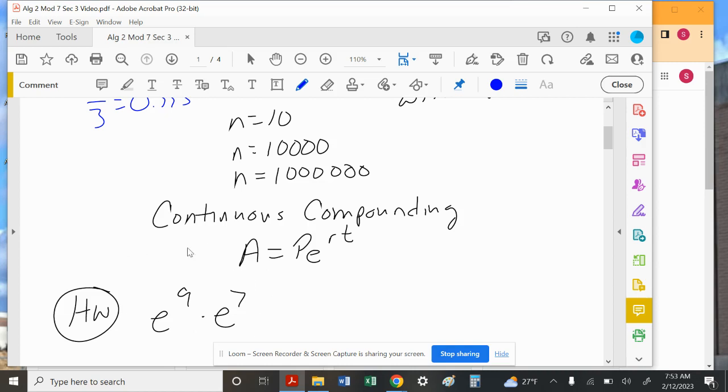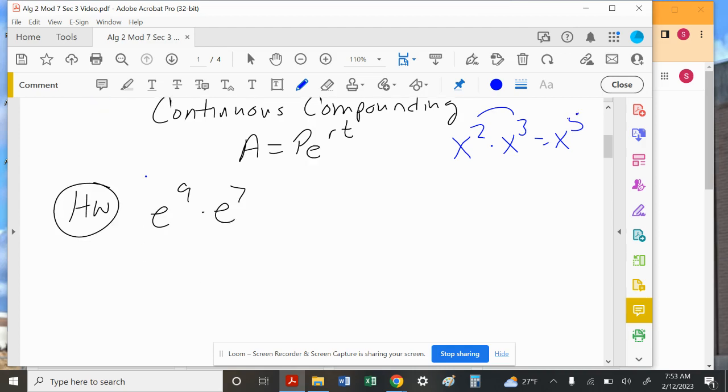So now let's take a look at e. e is very similar to functions that we've seen before. If you recall, if we had x squared times x to the third, that would be x to the fifth, because what do we do with those powers? We add them up. So we have e to the ninth times e to the seventh. Easy enough. e to the 9 plus 7, which is e to the 16th. Okay, so it works the same. So e is kind of like a variable, except it's not a variable. It's actually a number. Remember that e is equal to approximately 2.718.